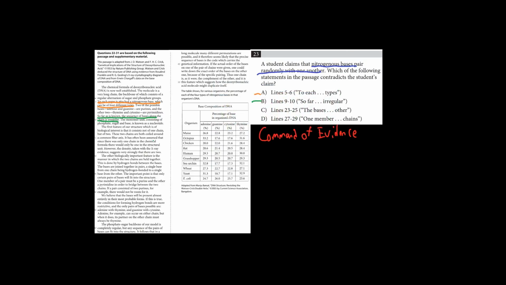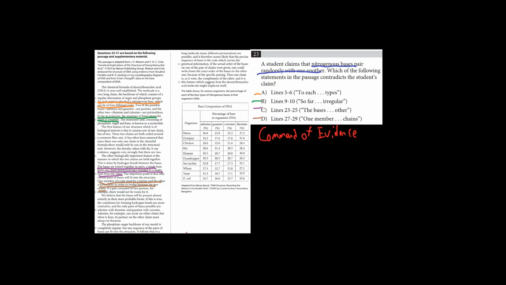And then I'll go ahead and mark letter C with the purple. That's lines 23 to 25. And that says the bases are joined together in pairs, a single base from one chain being hydrogen bonded to a single base from the other. And then finally, I'll mark letter choice D in this brown, lines 27 to 29. It says one member of a pair must be a purine and the other a pyrimidine in order to bridge between the two chains. So we're looking for one that's saying that this is not random.